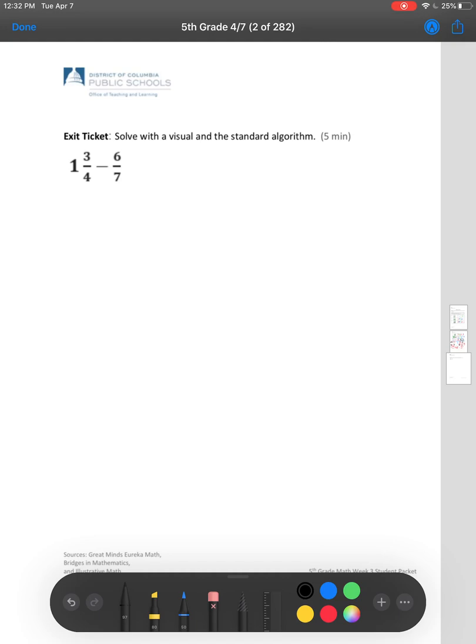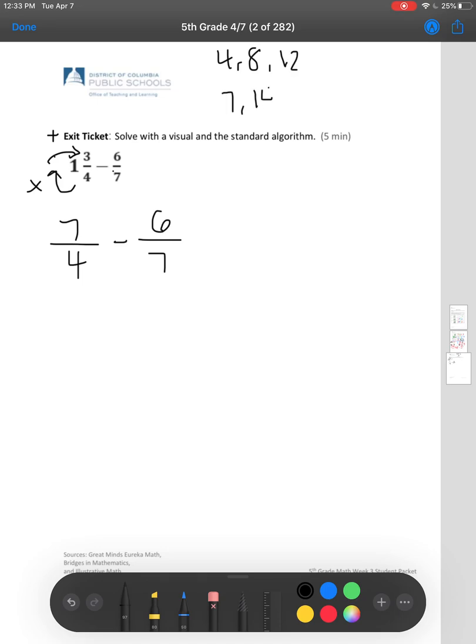Okay, so to start, remember when I have one mixed number and then just a regular fraction, I'm going to put this mixed number into a fraction greater than 1 before I start subtracting. So I'm going to say, okay, 4 times 1 is 4, plus 3 is 7. So that gives me 7/4, minus, keeping this fraction the same, 6/7. All right, so now I'm going to find that LCM, and I can do that by skip counting. So if you need to, you can list your multiples while you skip count over here. All right, and eventually you would find that the least common multiple between 4 and 7 is 28.